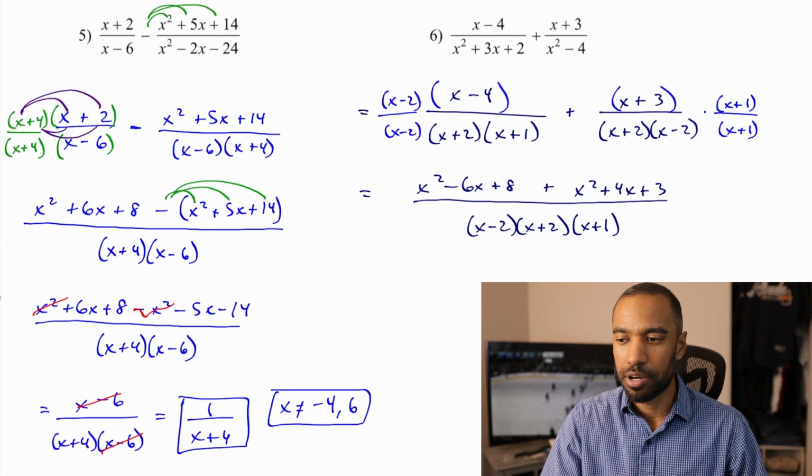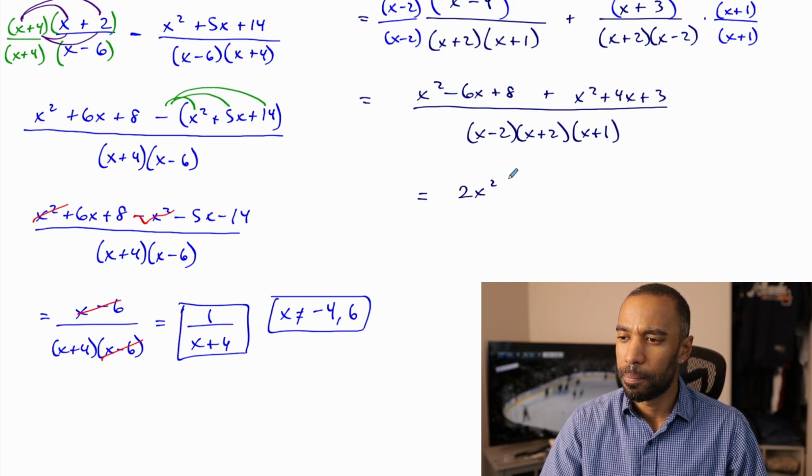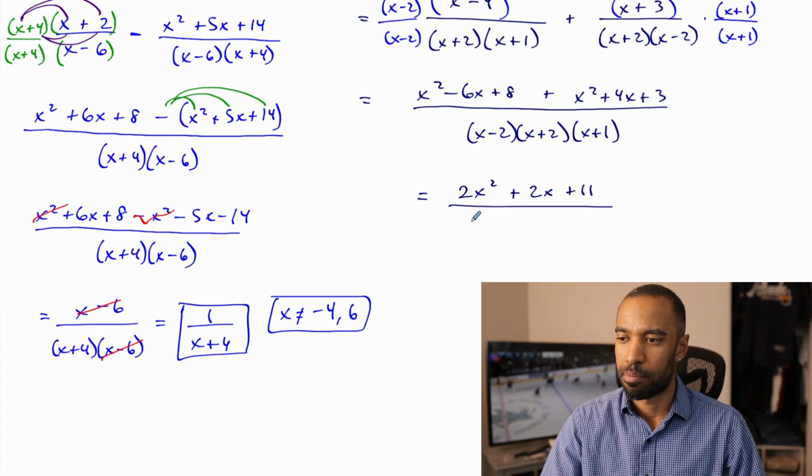So let's combine like terms, and then we'll see where we are from there. X squared plus x squared is 2x squared. Negative 6x plus 4x is 2x. And 8 plus 3 is 11. And this is divided by x minus 2, x plus 2, and x plus 1.